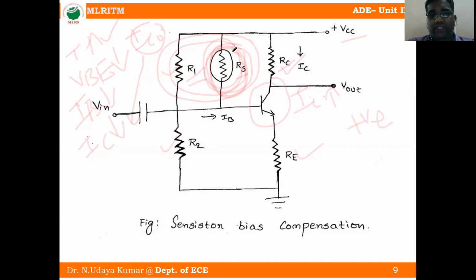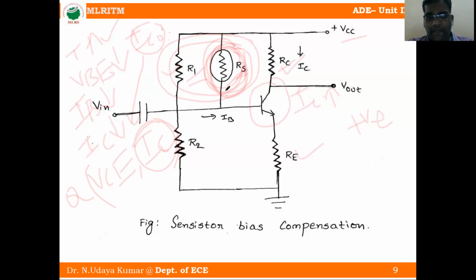Even though temperature increases, we have to reduce IC so that we maintain the Q point, VCE and IC. However much percent IC is increased, that much percent we reduce at the output side by using the sensistor device, so that this amplifier circuit works properly and we get a good, constant output. These are called compensation techniques in transistors.